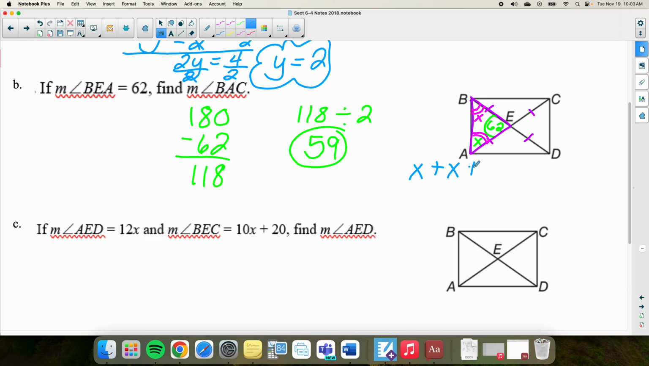If that is confusing for you and you don't like that, you also could have gone x plus x plus 62 equals 180, because those three would all add up to 180. And then you'd get 2x plus 62 equals 180, and then you'd get 2x equals 118, and then divide by 2 and x would be 59. So either way works, whatever is easier for you.